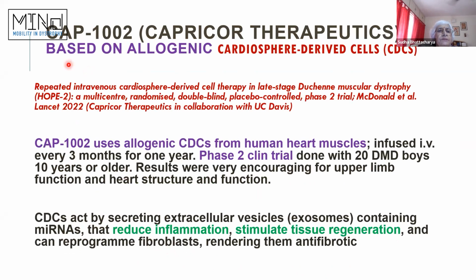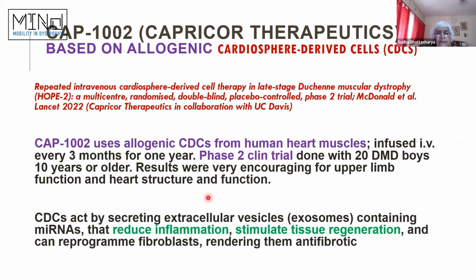Then another therapy which is being developed is based on cardiosphere-derived cells. This is by this company called Capricorn Therapeutics. So cardiosphere-derived cells are cells which are from the human heart muscle. And these cells have the ability to secrete molecules which can promote regeneration of tissues and reduce the inflammation.